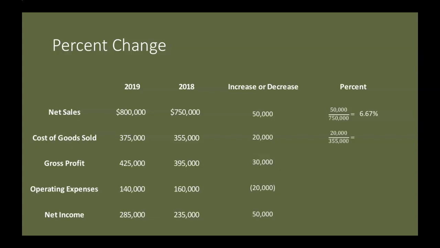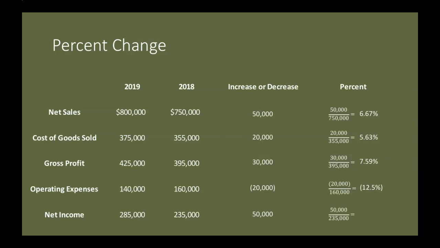So if we do this now for cost of goods sold, we take our 20,000 increase, divide it by 2018's cost of goods sold, and we see that cost of goods sold increased by 5.63%. Gross profit, 30,000 divided by 395, we see our gross profit increased by 7.59%. Operating expenses, we take that decrease of 20,000 that we found, divide that by the 2018 amount for your operating expenses, and we see that our operating expenses decreased by 12.5%.